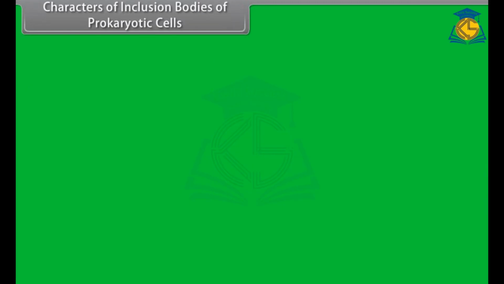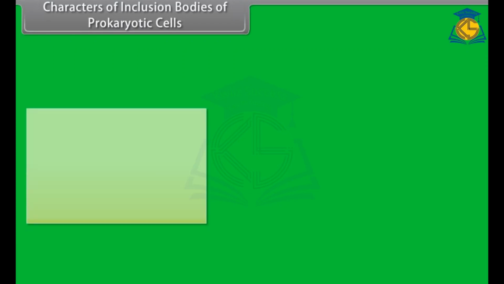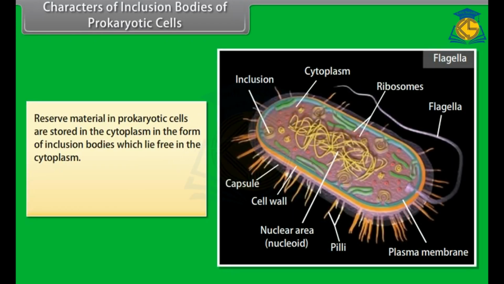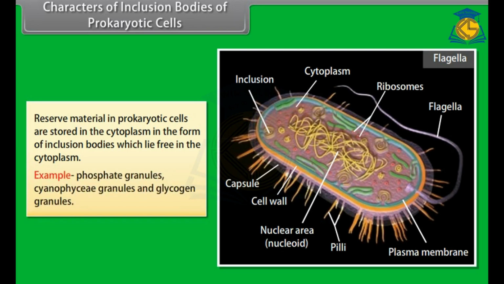Characters of inclusion bodies of prokaryotic cells. Reserve material in prokaryotic cells are stored in the cytoplasm in the form of inclusion bodies, which lie free in the cytoplasm. Example: phosphate granules, cyanophyceae granules, and glycogen granules.